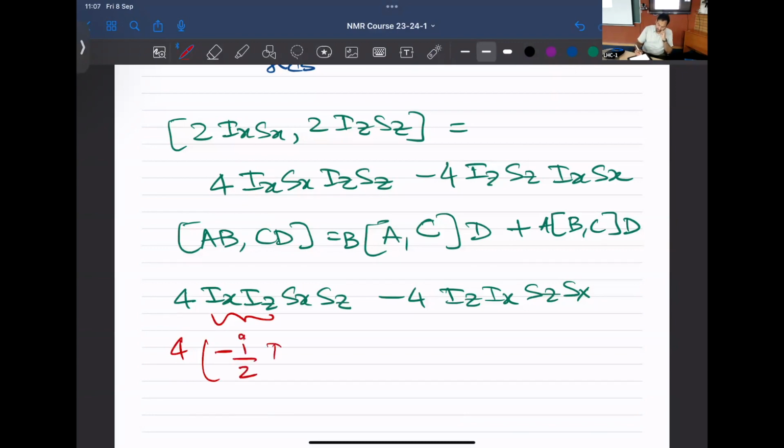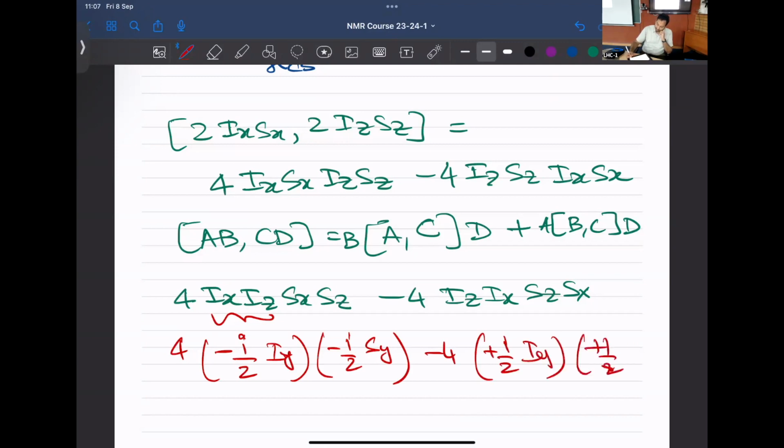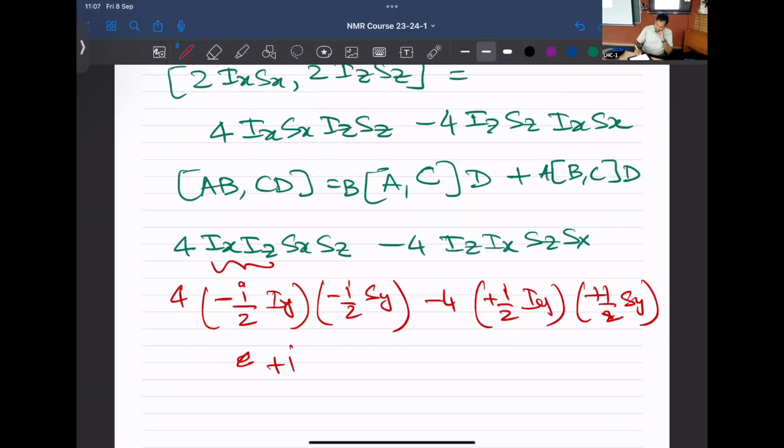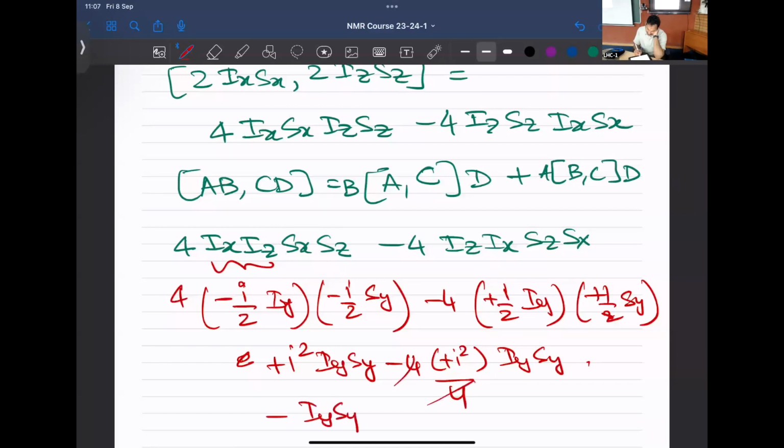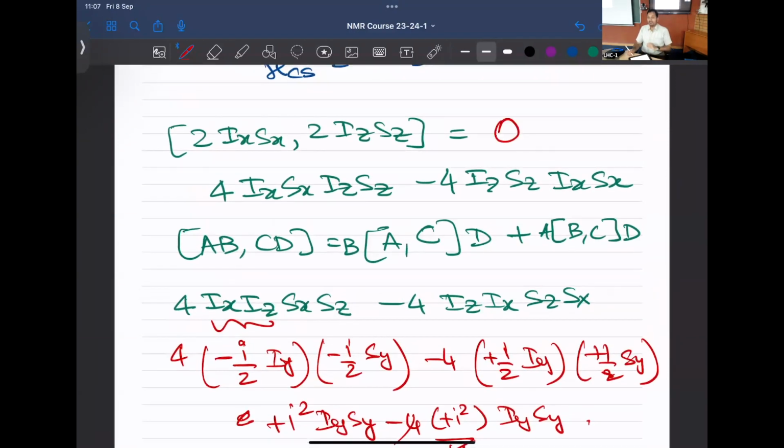So I by 2 times IY. Similarly, minus I by 2 times SY. Minus 4 times plus I by 2 by IY plus I by 2 by SY plus I square IY SY, minus 4 plus I square IY SY, no, by 4. So this will be minus IY SY, while minus of minus will become plus. So therefore, you see that this commutator goes to 0. We'll try to understand the physical meaning of why this happens in a moment.